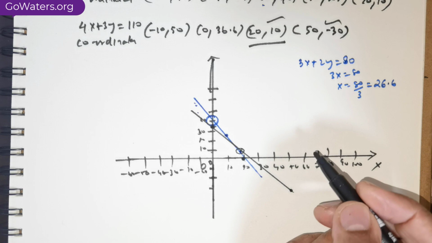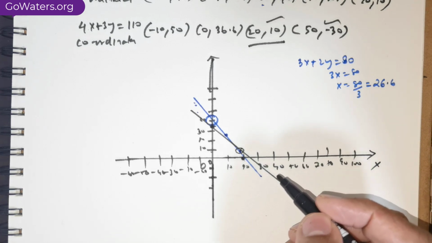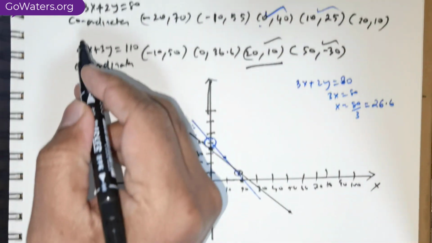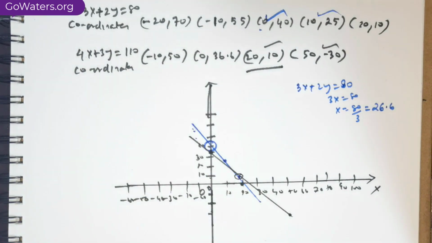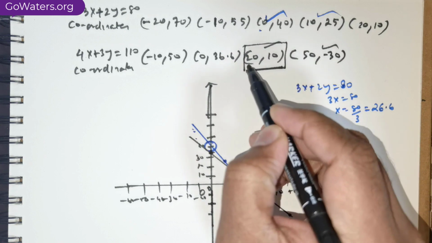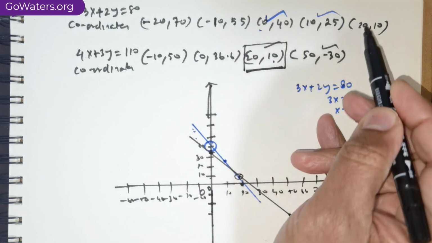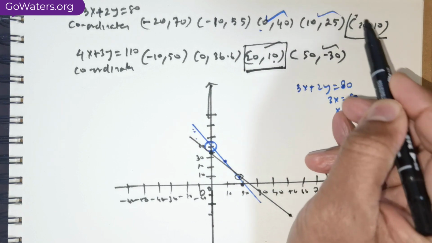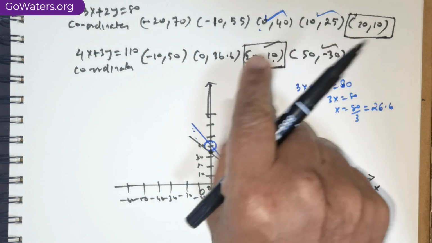And of course, this graph is not the absolute representation of what the equations 3x + 2y = 80 and 4x + 3y = 110 would have given us. But it doesn't matter. What matters is the points that we see here. When x is 20, y is 10. So this is what we are looking for.